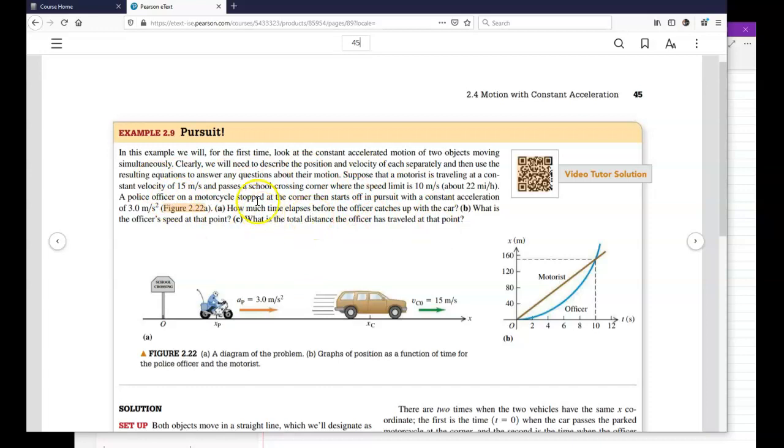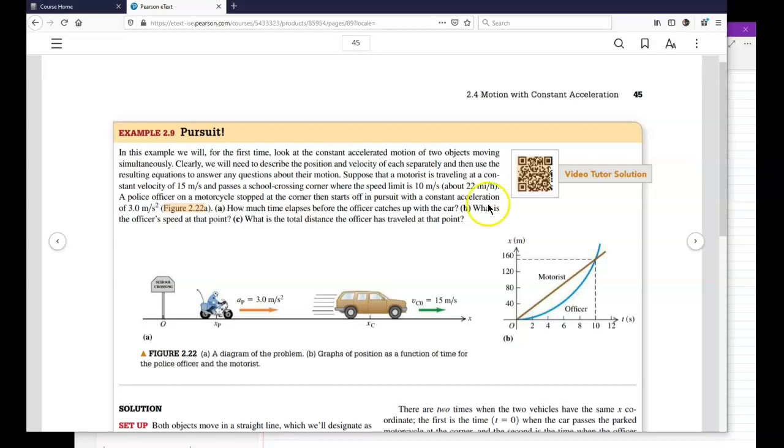He says, in this example, we will, for the first time, look at constant acceleration motion of two objects moving simultaneously. Clearly, we will need to describe position and velocity of each separately and then use the resulting equation to answer the question. Okay, so let's start from here. He says, suppose that a motorist is traveling at a constant velocity of 50 meters per second. Now, when we read the word constant here, guys, constant means what? No acceleration. A equals 0. You see what I'm saying?